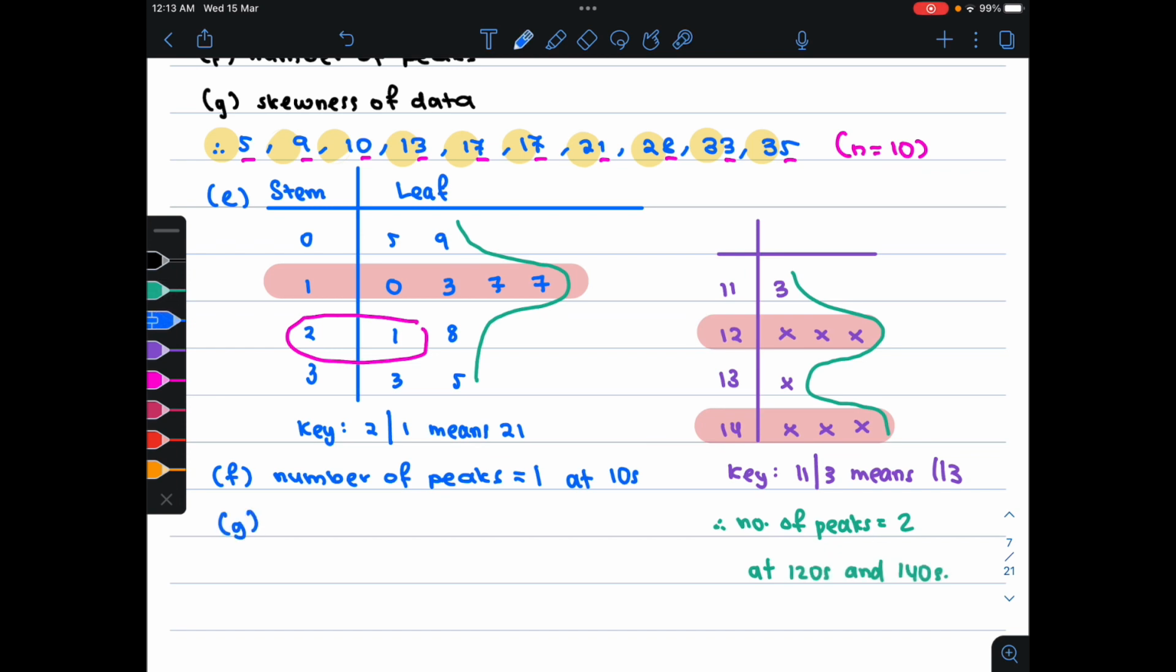Next, for part G, we need to determine the skewness. So if you look at our data right here, since this is the center of our distribution, we can see that the right tail is longer compared to the left. And thus this distribution is said to be positively skewed.